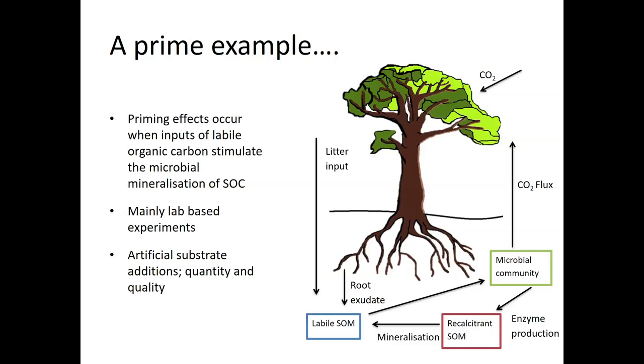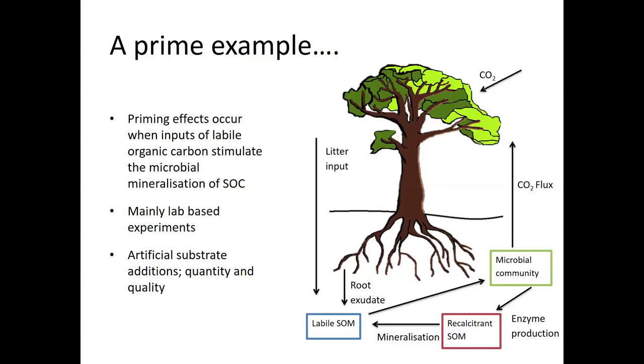Most of what we know about priming effects is derived from lab-based experiments, especially a mechanistic understanding of priming effects. And a lot of these are very artificial in their design, with artificial quantity and quality of substrate additions. So whether it's an annual litterfall input applied in one go, or very, very simple substrates that are applied to the experiments.